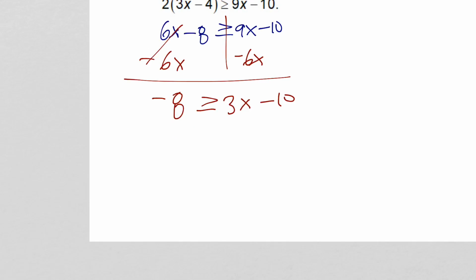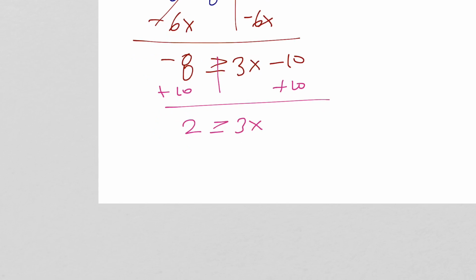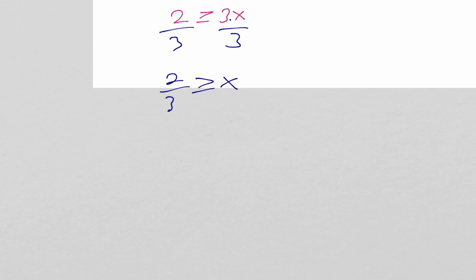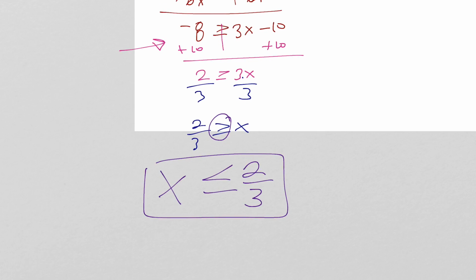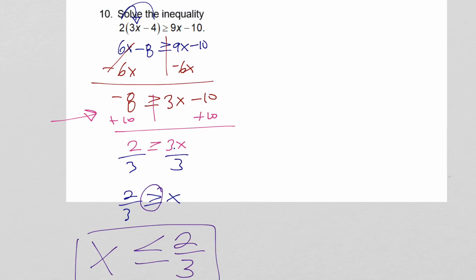Now I want to solve for x by getting rid of the negative 10, which is to add 10. So I end up getting 2 is greater than or equal to 3x, because negative 8 plus 10 is 2. Divide both sides by 3, because that's the number in front of my x, and I get 2/3 is greater than or equal to x. But Mrs. Gomez doesn't like the x in the back. So we're going to rewrite the x, rewrite the 2/3, and what happens to your inequality? It flips.